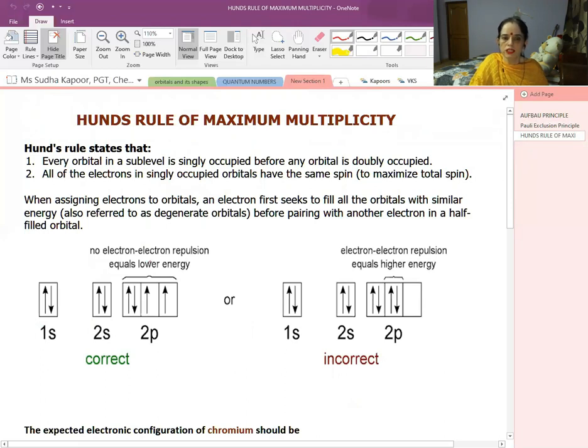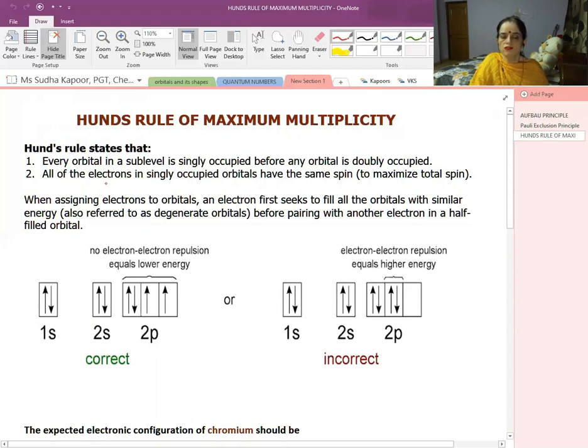So, maximum multiplicity: Hund's rule states that every orbital in a sublevel is singly occupied before any orbital is doubly occupied. That is, if there is a degeneracy in the energy, the degenerate orbitals are present. For example, in the case of p, d, and f, where different orbitals are present and all have the same energy, Hund's rule states that all of these must first be singly filled and then doubly occupied.